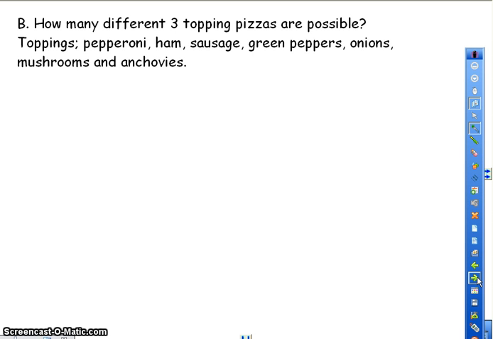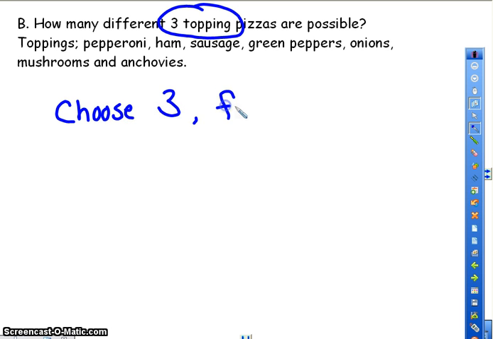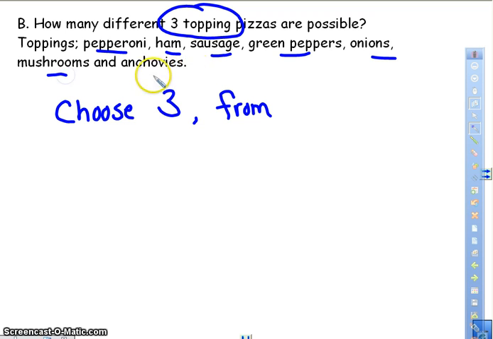Okay, so let's look at the next problem. How many different 3-topping pizzas are possible? Toppings are pepperoni, ham, sausage, green peppers, onions, mushrooms, and anchovies. So I am choosing 3 toppings. So I'm going to choose 3 from a total, and I'm just going to count, of 1, 2, 3, 4, 5, 6, and 7. Choosing 3 toppings from a total of 7.